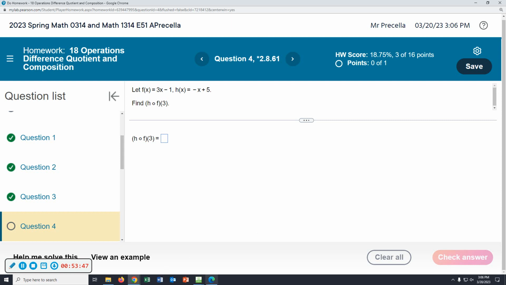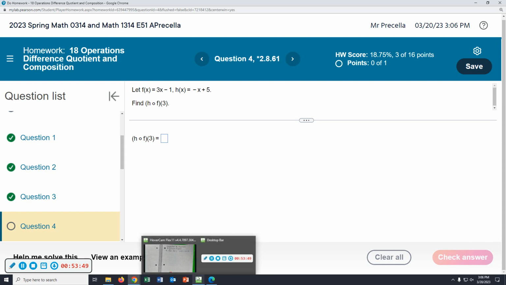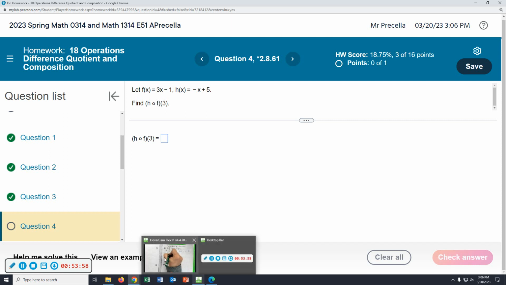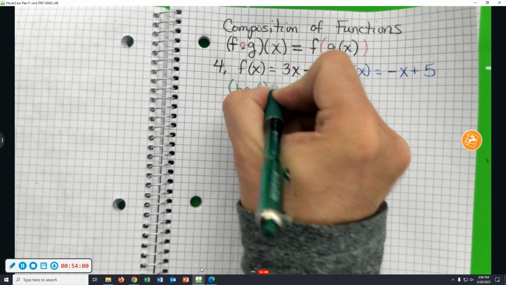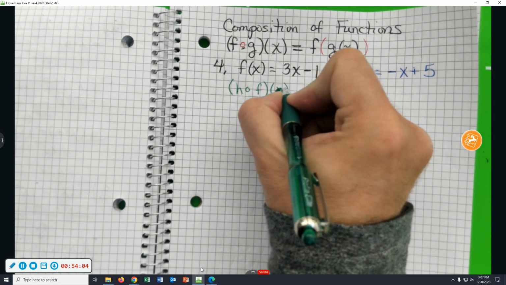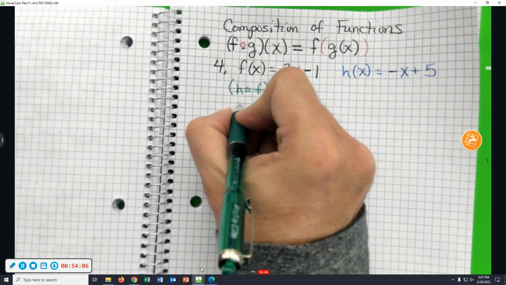Now I'm going to switch over to the paper. We're told to find h composed with f of 3. Notice how Tony's right. 3. Mark that all right.